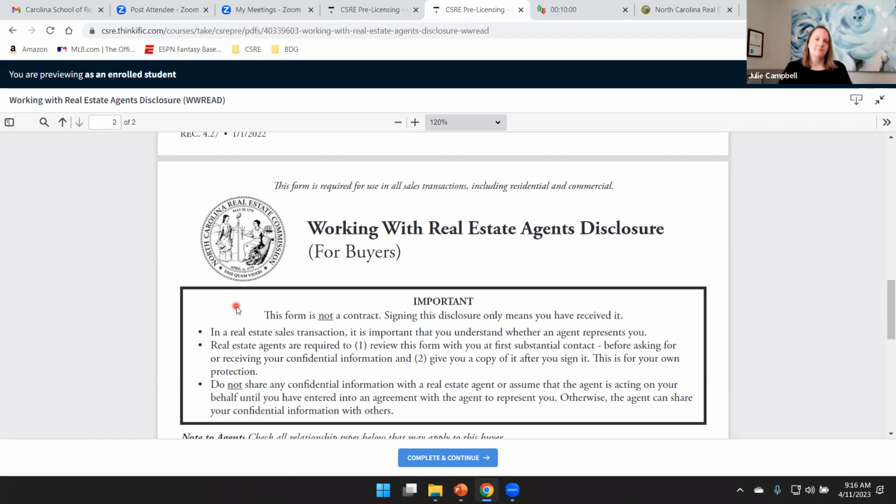Refuse to sign as much information as you want. Again, there are no rules. I tend to put the date, the name, refuse to sign, just for my records. But again, there are no rules on that. You could just write refuse to sign. Questions on the disclosure, the working with real estate agent disclosure?